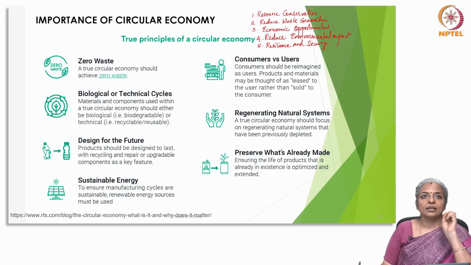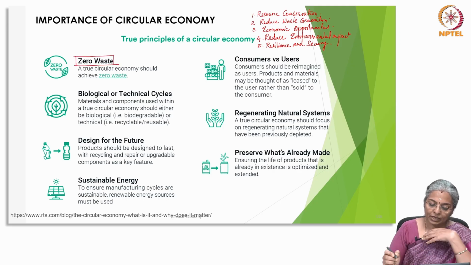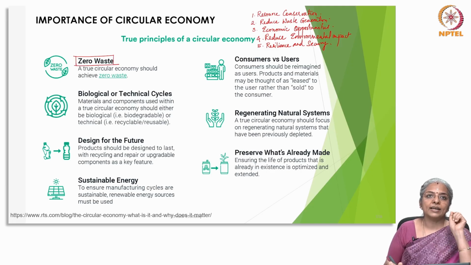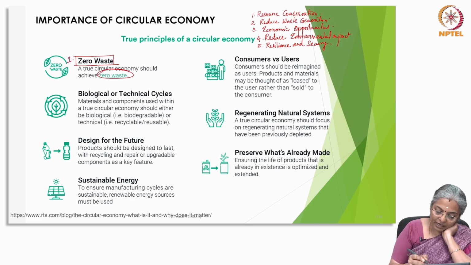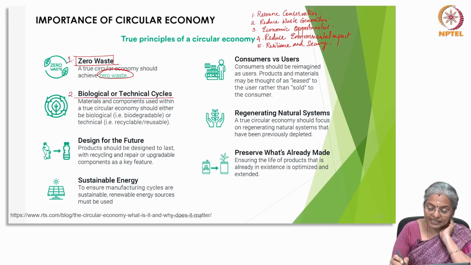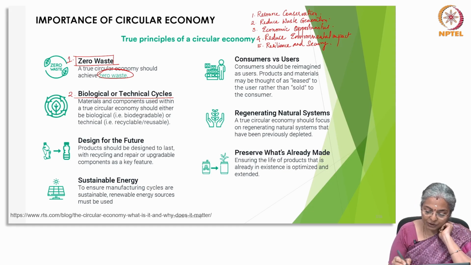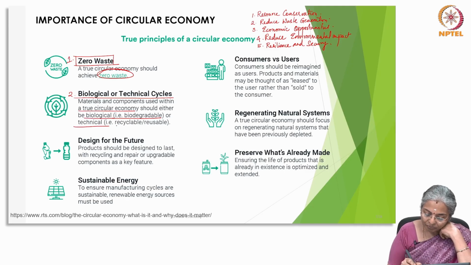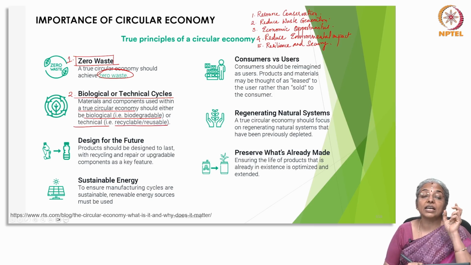So, what are the true principles of circular economy? First is zero waste. A circular economy will always aim towards achieving zero waste. Second, there are biological or technical cycles, which I have already explained in previous classes. Materials and components used within a true circular economy will either be part of a biological cycle, which means it will be biodegradable, or part of a technical cycle by which we will be recycling and reusing a product which is considered a waste.